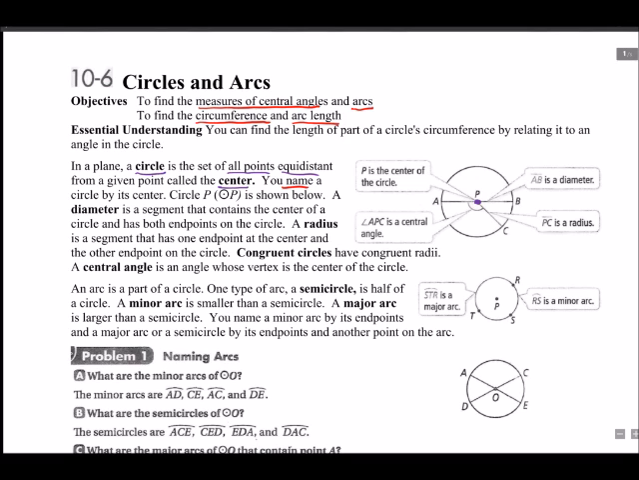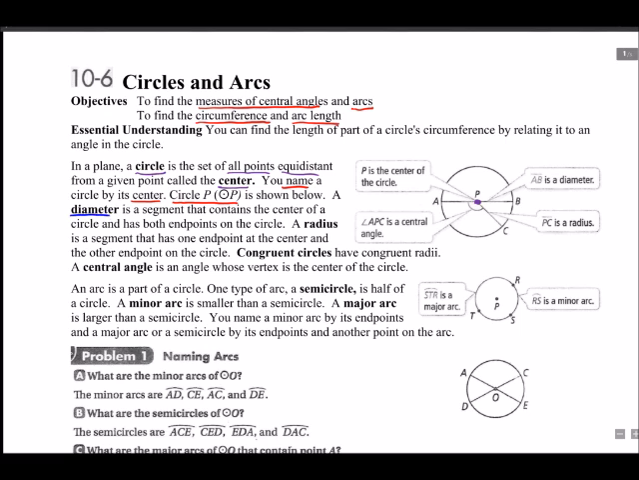We name a circle by its center. So here our center is the point P, so we have circle P. Now some stuff that we already know.